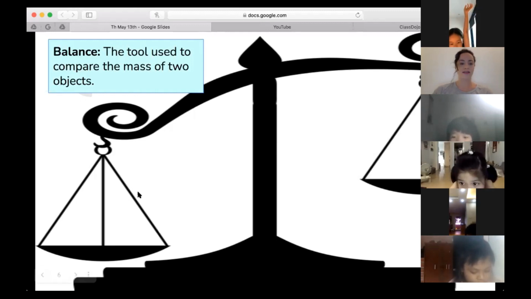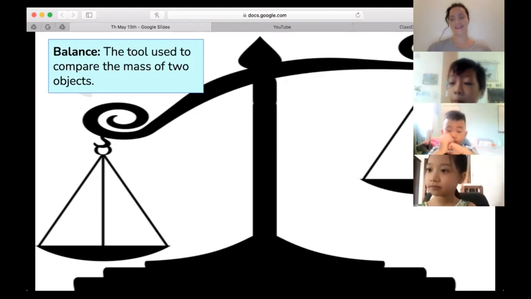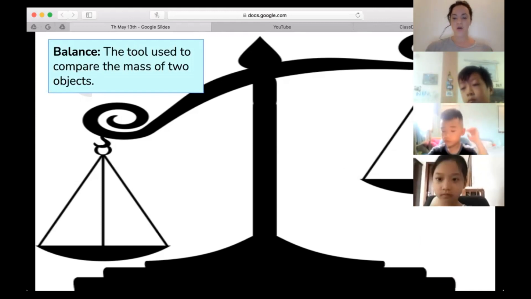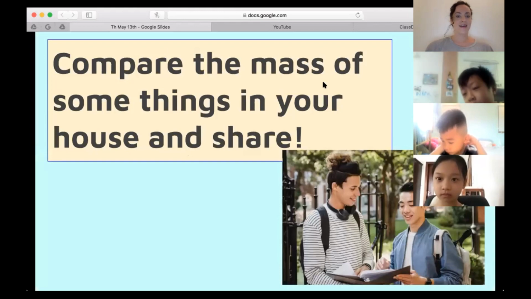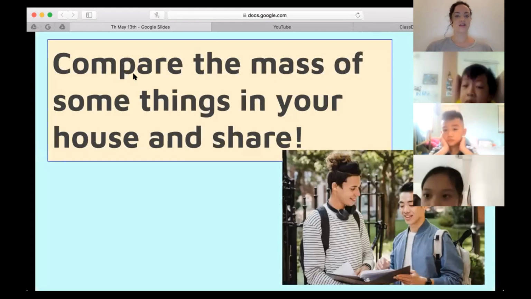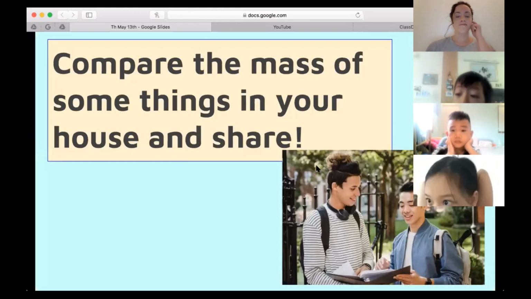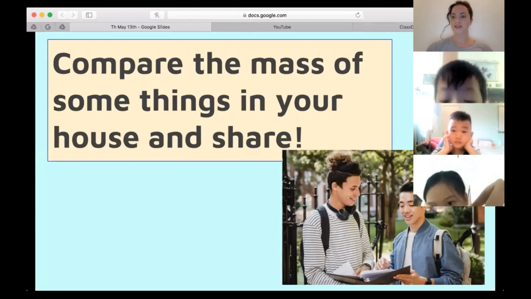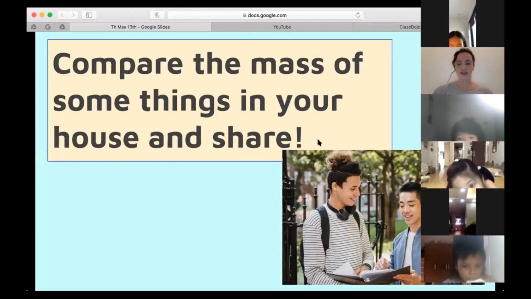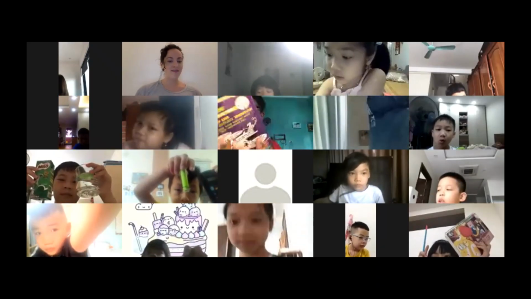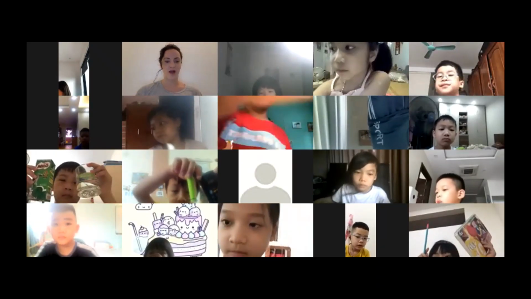What does the balance not tell us, Rosie? The balance does not tell us the weight. Excellent. It doesn't actually tell us the weight. Very good job. Okay. So, we want to compare the mass of something in your house. Everyone, pick up 2 things that are near you. Go ahead. You could compare the mass of those 2 things for us.